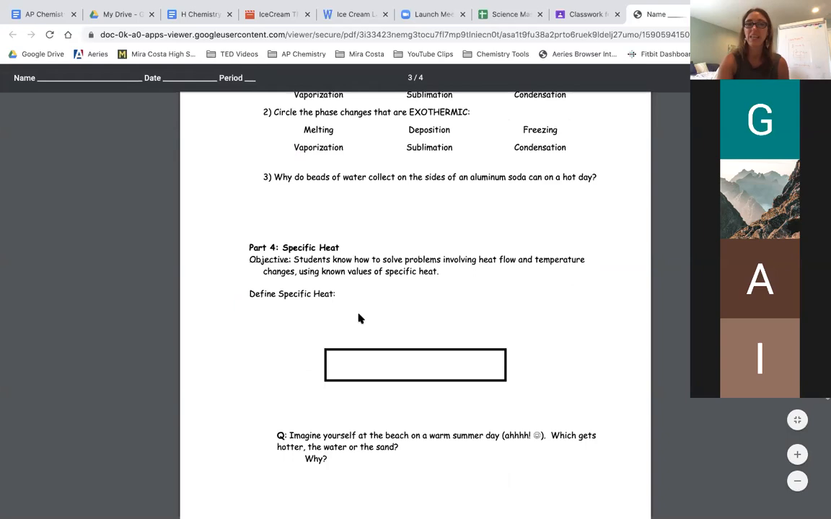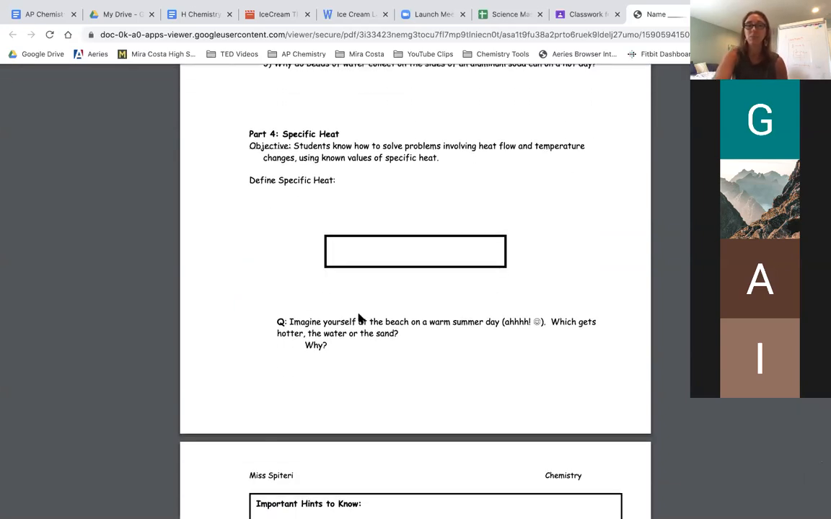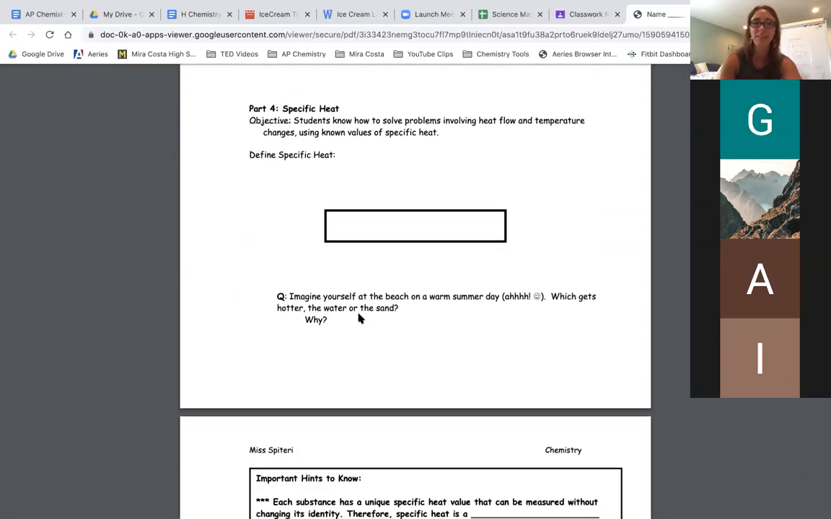Let's do specific heat, okay? Specific heat is probably one of my favorite things to talk about. I know I say that a lot, but this one's true. I like specific heat problems. The objective here is that students know how to solve problems involving heat flow and temperature changes using known values of specific heat.